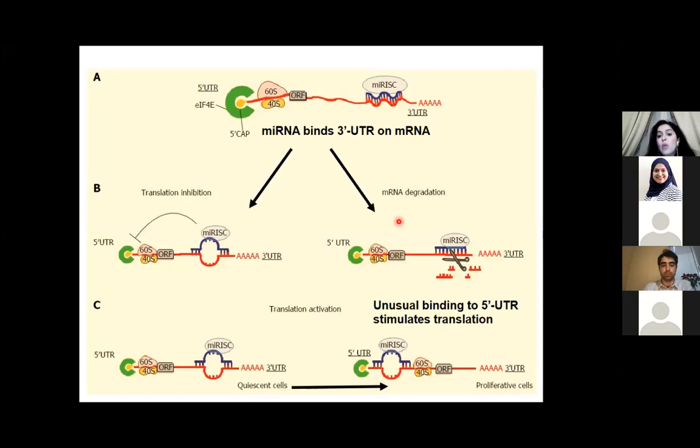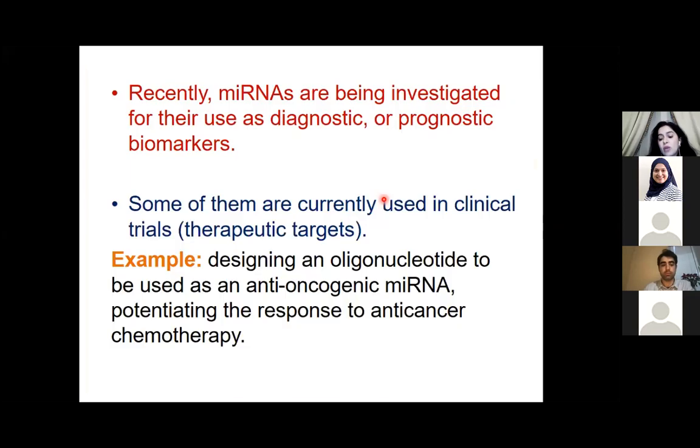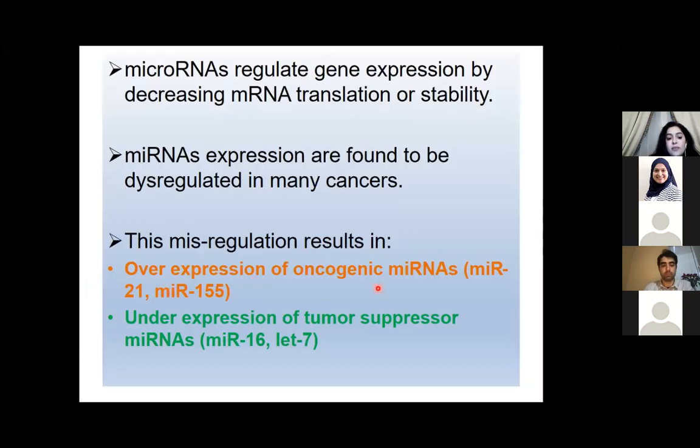This is normal. What if we have aberrant expression or mutation of this microRNA? What will happen is that we can have excessive expression of an oncogenic microRNA, like microRNA 21 or 155. Some of them are involved in breast cancer and lung cancer, and they have already gone through a lot of research, so that we can use these microRNAs as diagnostic biomarkers.